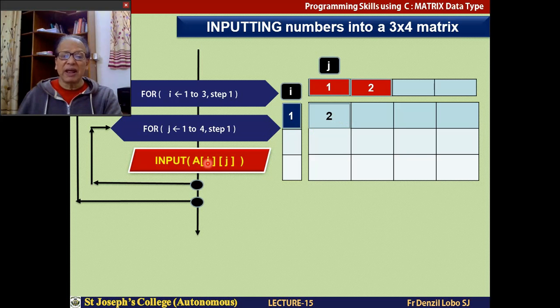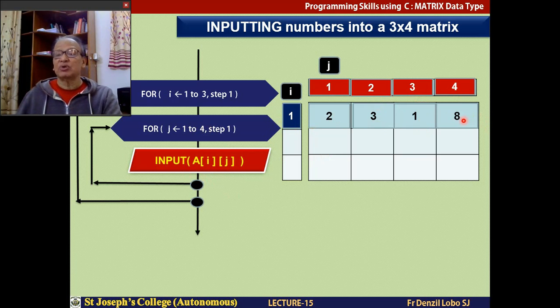Now it is input A12. The number 230 is typed, and it goes into 1, 2. And j becomes 3. Now input A13, the number I enter will go into 1, 3, and j becomes 4, and then this becomes 1, 4.